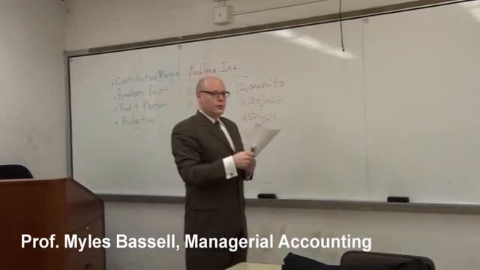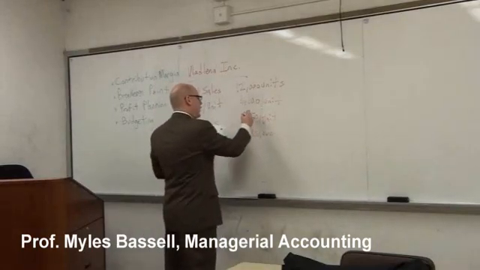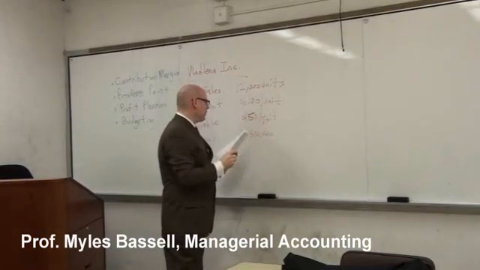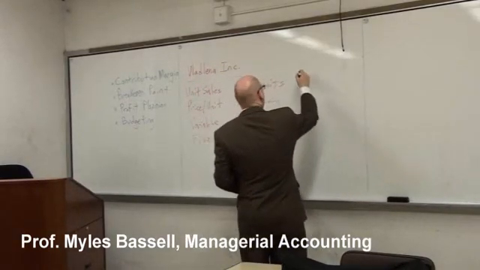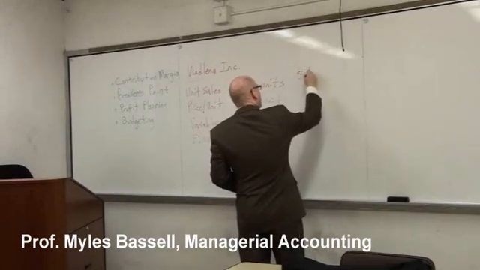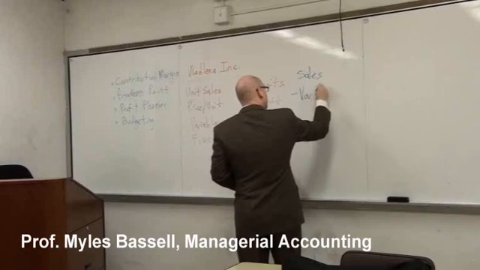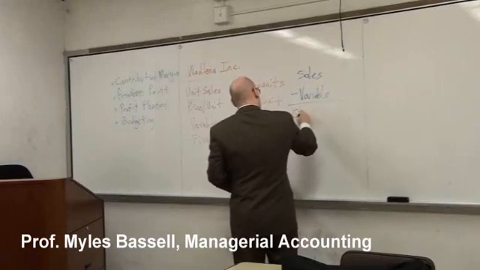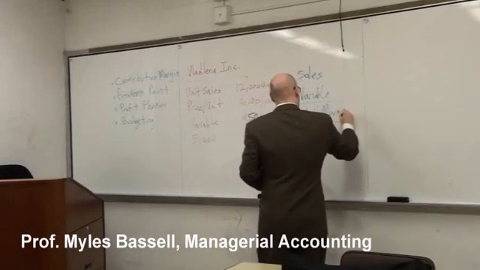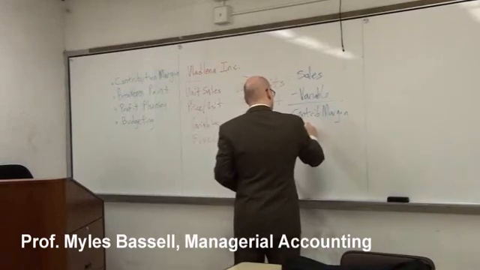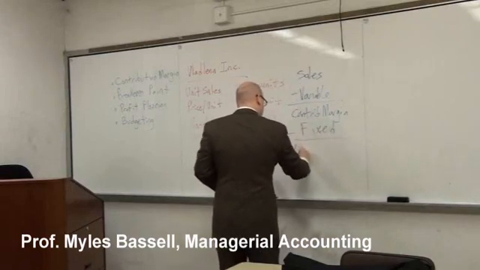Crystal, is that 150 or 50? 50, I mean, 50. All right, so remember we start with sales. We subtract the variable expenses. That gives us the contribution margin. And then we subtract the fixed expenses. And that gives us net income.